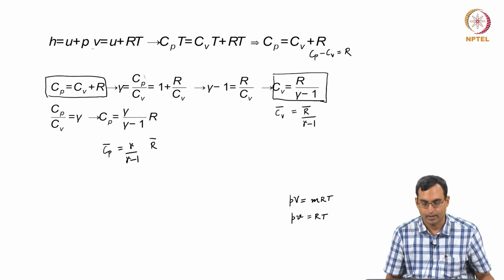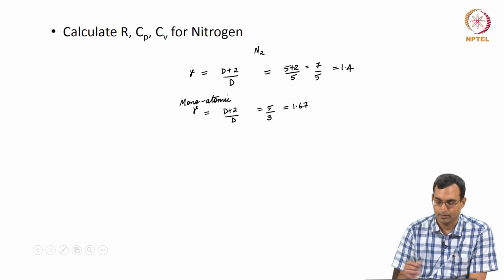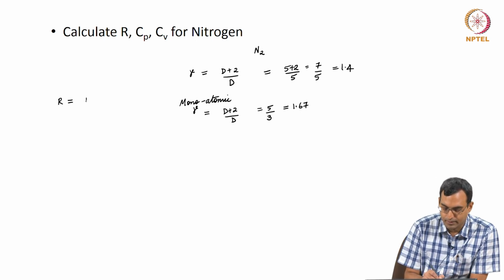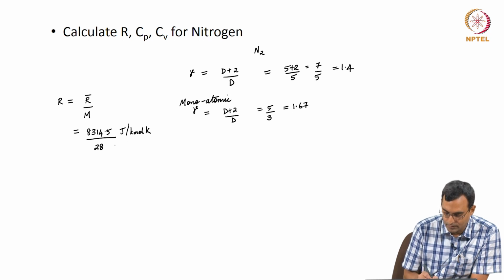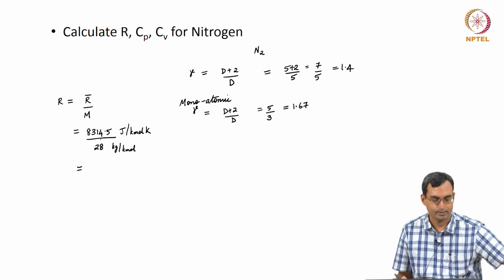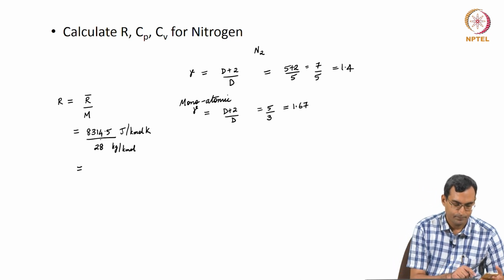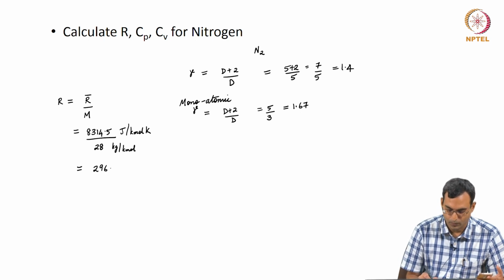So, knowing this, I can calculate R, Cp and Cv for nitrogen. I know the ratio of specific heats for nitrogen, it is a diatomic gas, this is the value. I can find out R, the specific gas constant, which is essentially R bar by m. I know that R bar is 8314.5 joule per kilomole Kelvin, and m for nitrogen has a value of 28 kg per kilomole. So, the kilomole cancel, I will get joule per kg Kelvin as the answer. So, I get 8314.5 by 28, which gives me a value of about 296.9 joule per kg Kelvin.